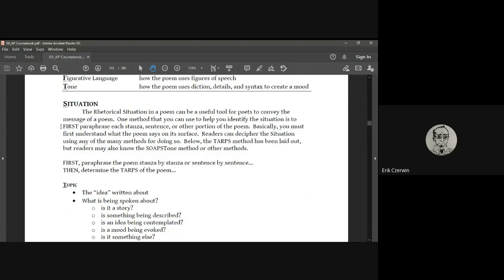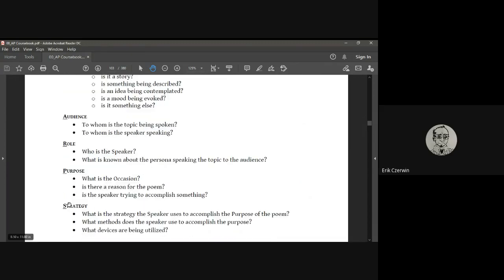Anyway, so here we go. This week I'm kicking off the situation analysis, and I just want to make sure my students know how to get the situation out of a poem before we move forward. You can read all this, but essentially, here's the method that I use. I use the TARPS method, and I won't spend a whole lot of time on the strategy because that's really going to come in with the rest of the SIFT analysis.